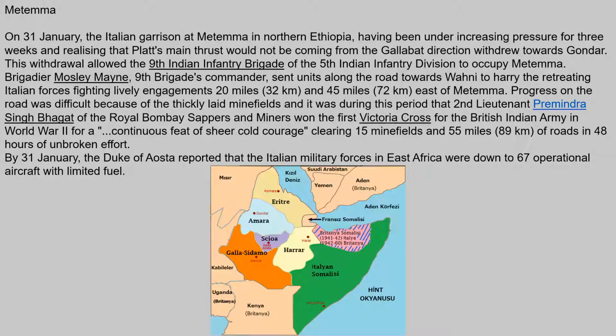Brigadier Mosley Main, the 9th Brigade's commander, sent units along the road towards Wadney to harry the retreating Italian forces, fighting a lively engagement 20 miles, 32 kilometers, and then 45 miles, 72 kilometers east of Metemma.